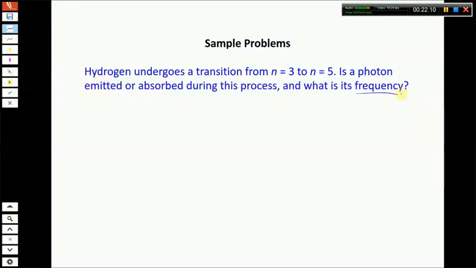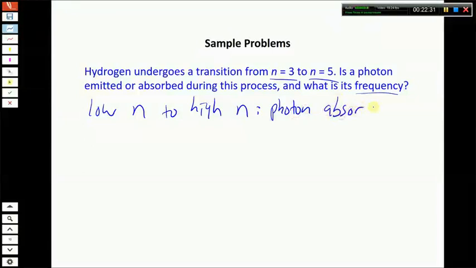Now to figure out if it's emitted or absorbed, we don't have to do any math. We're going from n equals 3 to n equals 5. So we're going from low n to a higher value of n, which means we're going to a higher energy level, which means that the photon is absorbed. There will be some questions where identifying whether the photon is emitted or absorbed is part of the answer. It can be either process, but if the energy level is getting higher, if the electron is gaining energy, going to a higher value of n, that must mean it's absorbing a photon, taking in that energy from the photon.